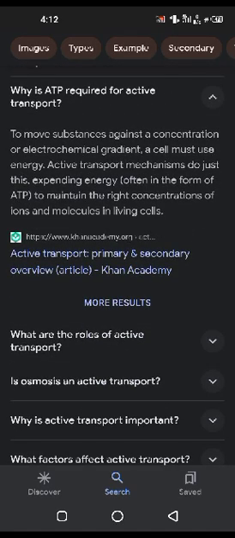Why is ATP required for active transport? To move substances against a concentration or electrochemical gradient, a cell must use energy. Active transport mechanisms do just this, expending energy, often in the form of ATP, to maintain the right concentration of ions and molecules in living cells.